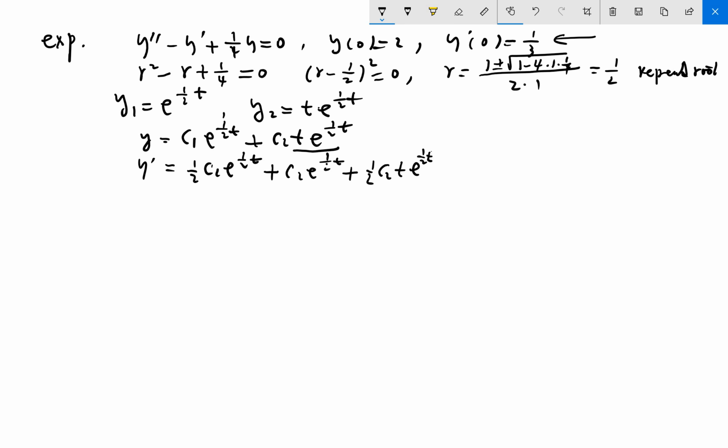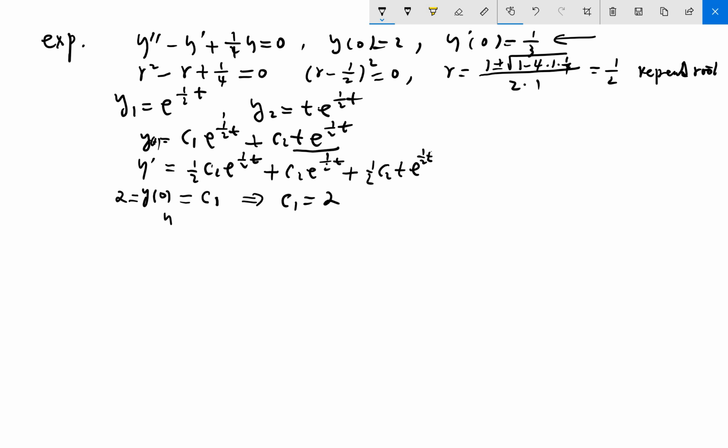Now, y is a function of t. At t equal to 0, y equals 2. Now let's look at the right hand side. Let t equal to 0. e to the 0 is 1, and here t equal to 0 gives you 0. So at t equal to 0, the second term is 0. So from here we get C1 equal to 2.